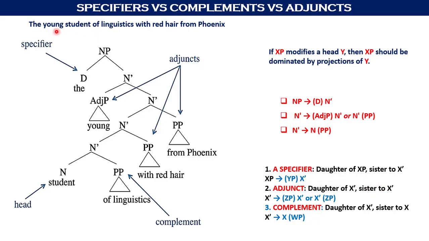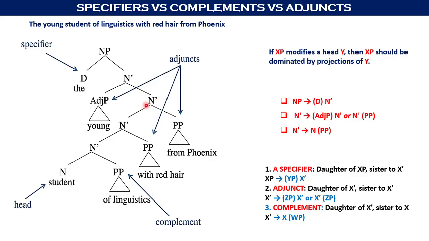So first of all, let us project the young student. This is our specifier rule, the, and then an N-bar. Now let us deal with the first adjunct, that is young. This is an adjective phrase, our first adjunct, and it must be a daughter of an N-bar. So the N-bar immediately dominates the adjective phrase. It means this adjunct is a daughter of the N-bar. And based on our rule, the adjunct must be a sister to an N-bar, which means young should be a sister to an N-bar. That is what we have here. So we are done with young, which is an adjunct.